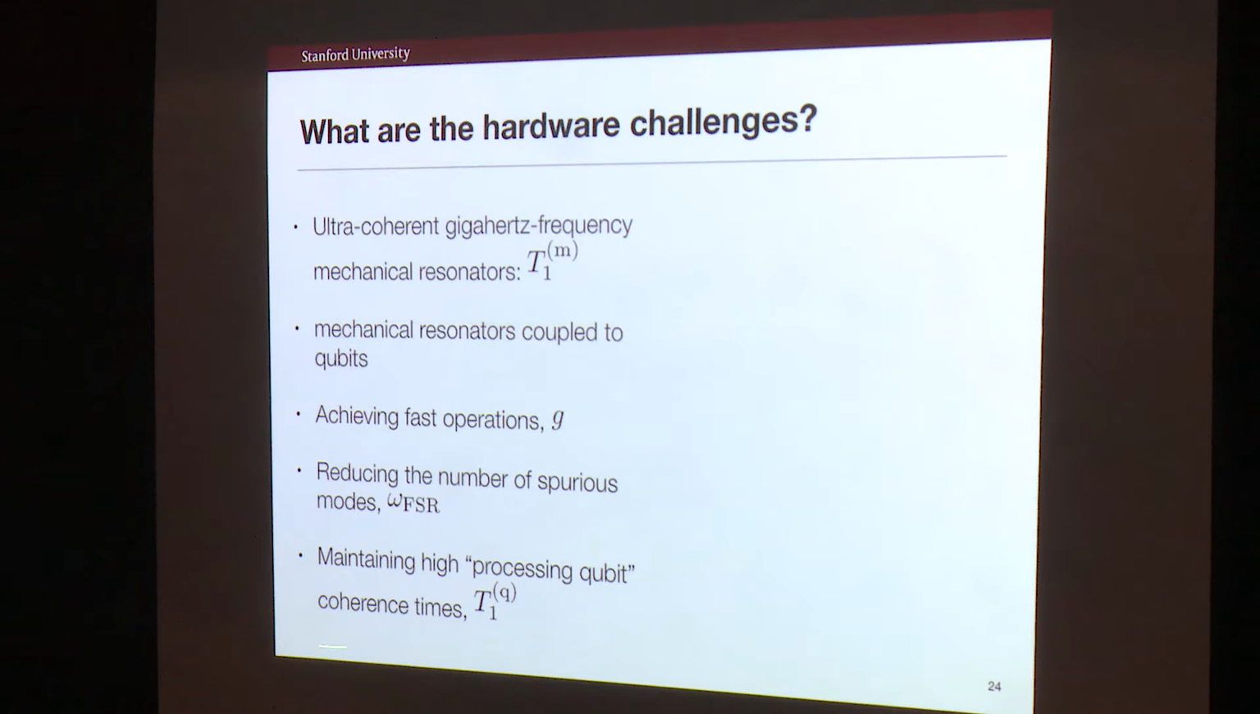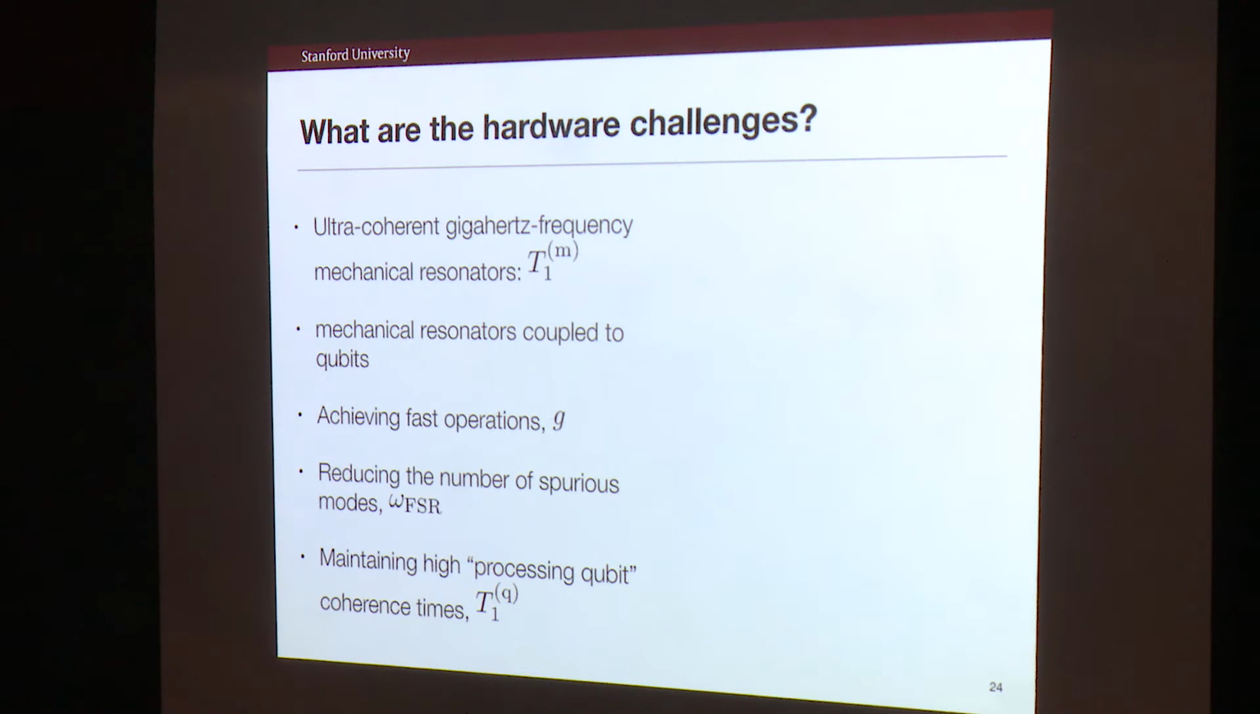And you have to do all of this while your processing qubit has large coherence. Are you referring to T1 as coherence? Are you assuming no pure dephasing? Yeah, I mean, we can call it lifetime. You want both to be large. I'm not distinguishing between them, so it's T1 and T2. Have to be good.